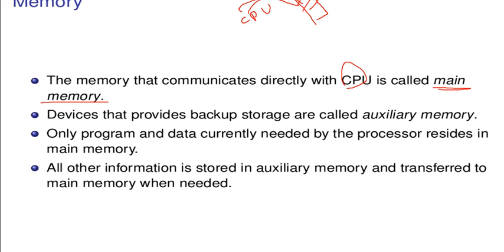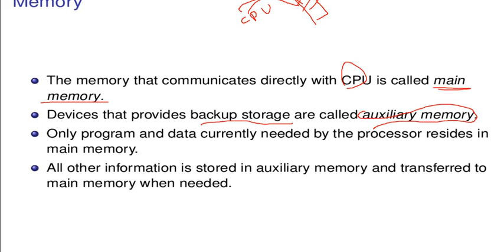And the devices which provide the backup storage are called the auxiliary memory. We have already talked about it. We have various types of auxiliary memory in which we can store our backup data. Such devices generally store non-volatile information. Examples of these types of devices are hard drive, pen drive, and CD drive. These are basically backup storage devices. We call all these devices auxiliary devices also.